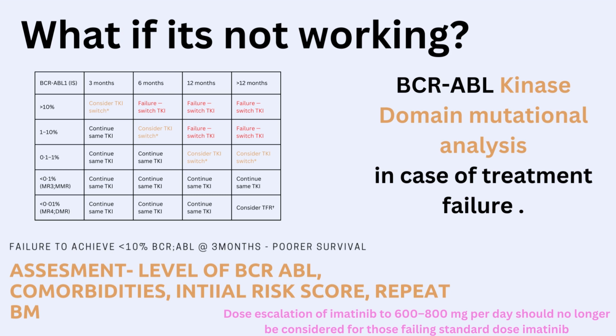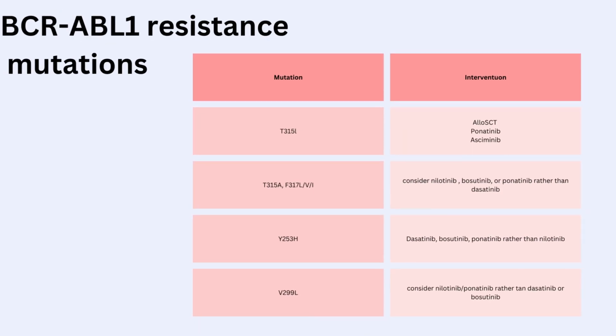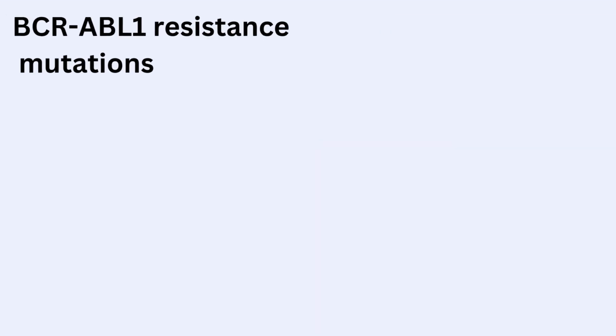Although failure to achieve BCR-ABL of less than 10% at 3 months identifies a group of patients with poorer survival, there's no evidence that changing the therapy at the 3-month point improves overall survival. So you may want to hang on to the next monitoring junction at 6 months before deciding to change treatment. You'd want to take into account the actual level of the BCR-ABL percentage, bad versus good, and the initial risk score and any pre-existing comorbidities before making a decision to continue or switch to second-line treatment.